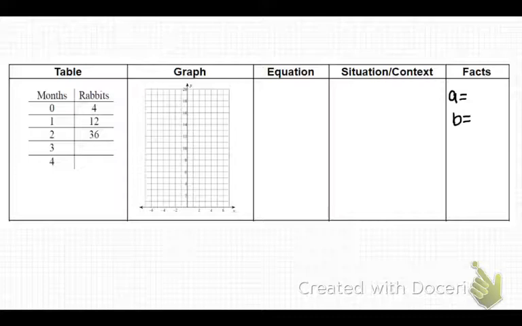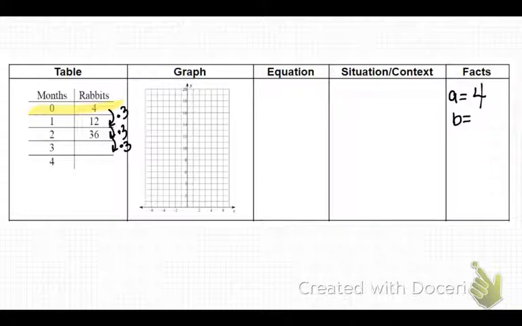Okay, so my initial value is 4 because that is my 0 term. And how do I find B? How do I find my big slope, my multiplier? Find how much I'm growing by. So it's times 3, what else? Times 3, which is what?